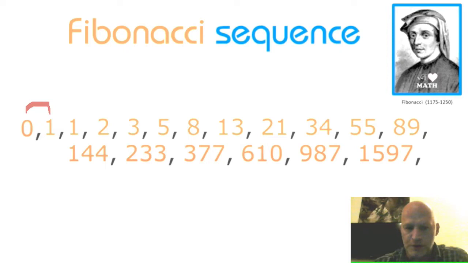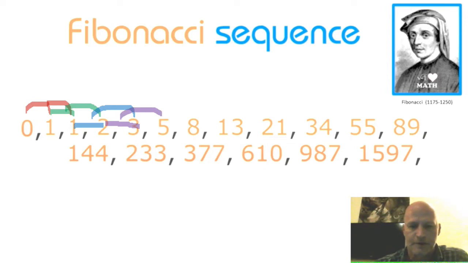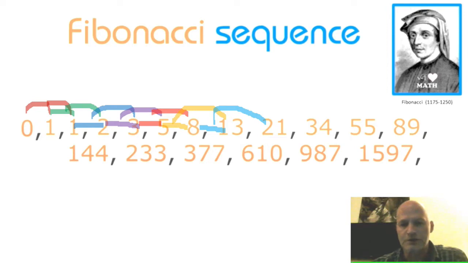So 0 plus 1, starting from nothing to 1, will give you 1. Then 1 plus 1 will give you 2. 1 plus 2 equals 3. 2 plus 3 equals 5. 3 plus 5 equals 8. 5 plus 8 equals 13. 8 plus 13 equals 21, and so the list continues.